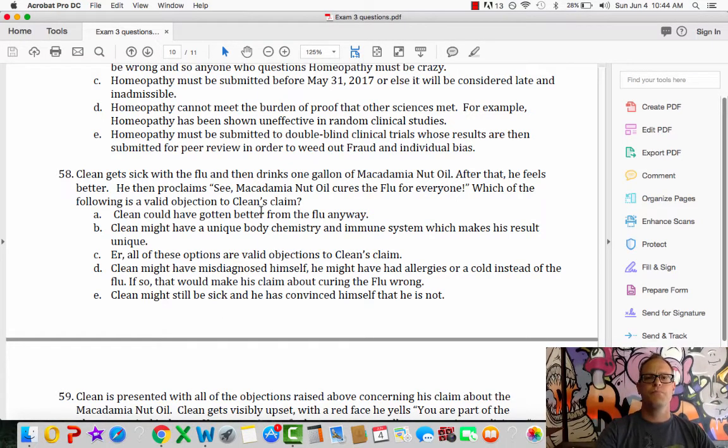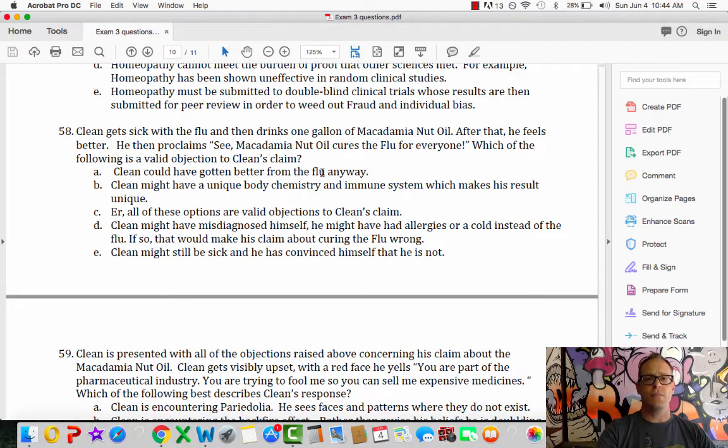All right. A, Clean would have gotten better from the flu anyway. Certainly true. B, Clean might have a unique body chemistry and immune system, which makes his results unique. Yeah. C, all of these options are valid objections. Well, we don't know yet. We got to read D and E.